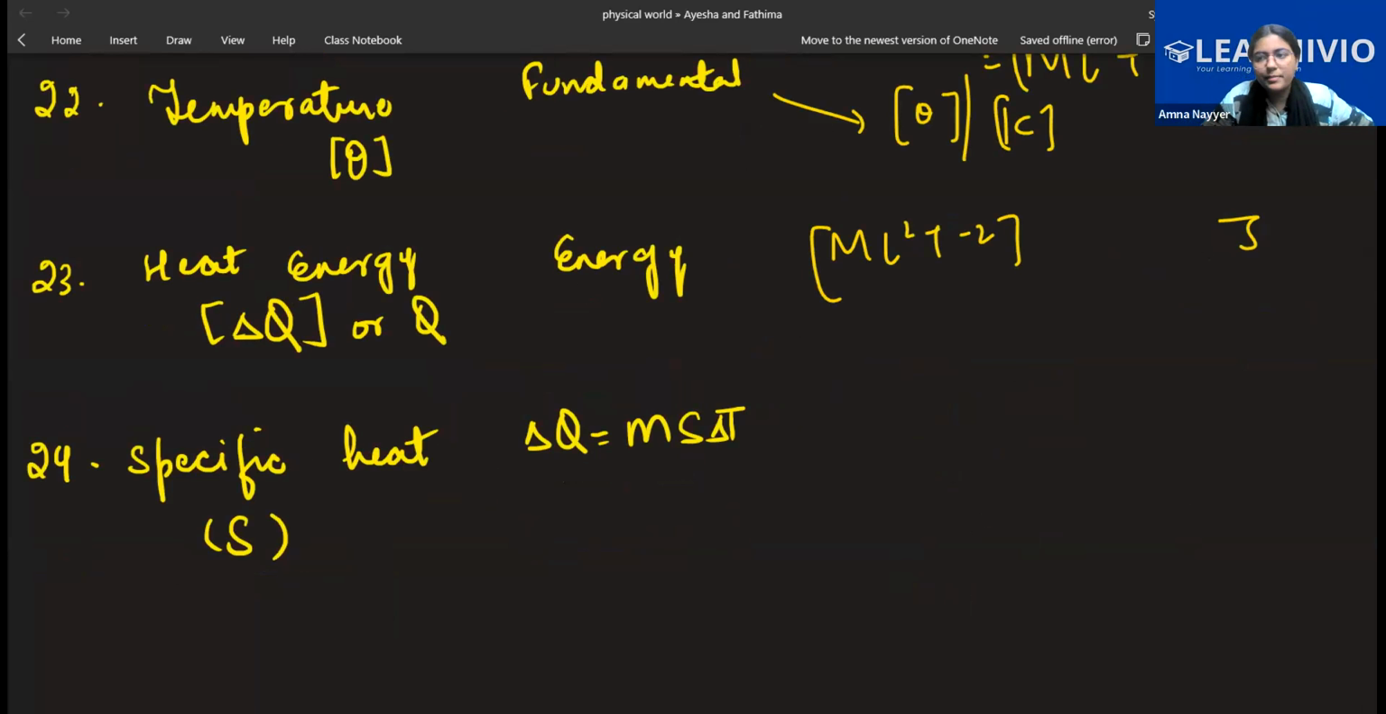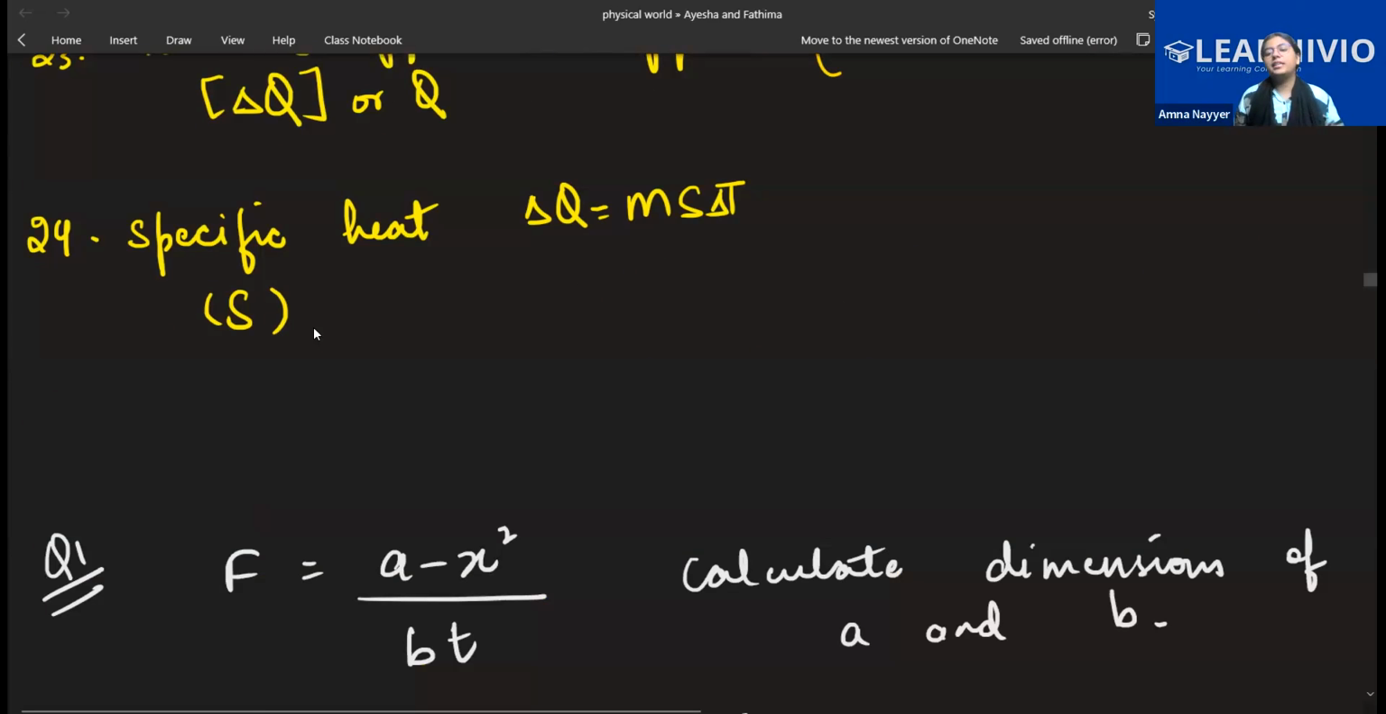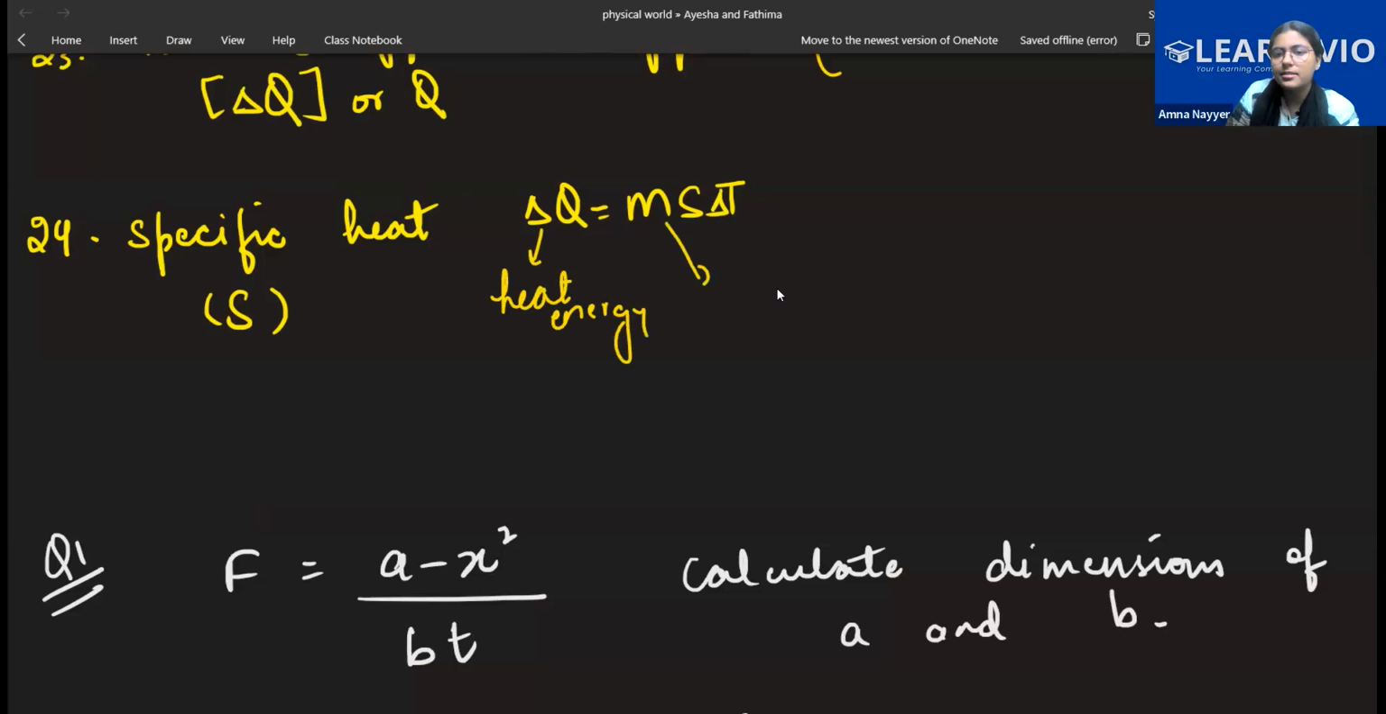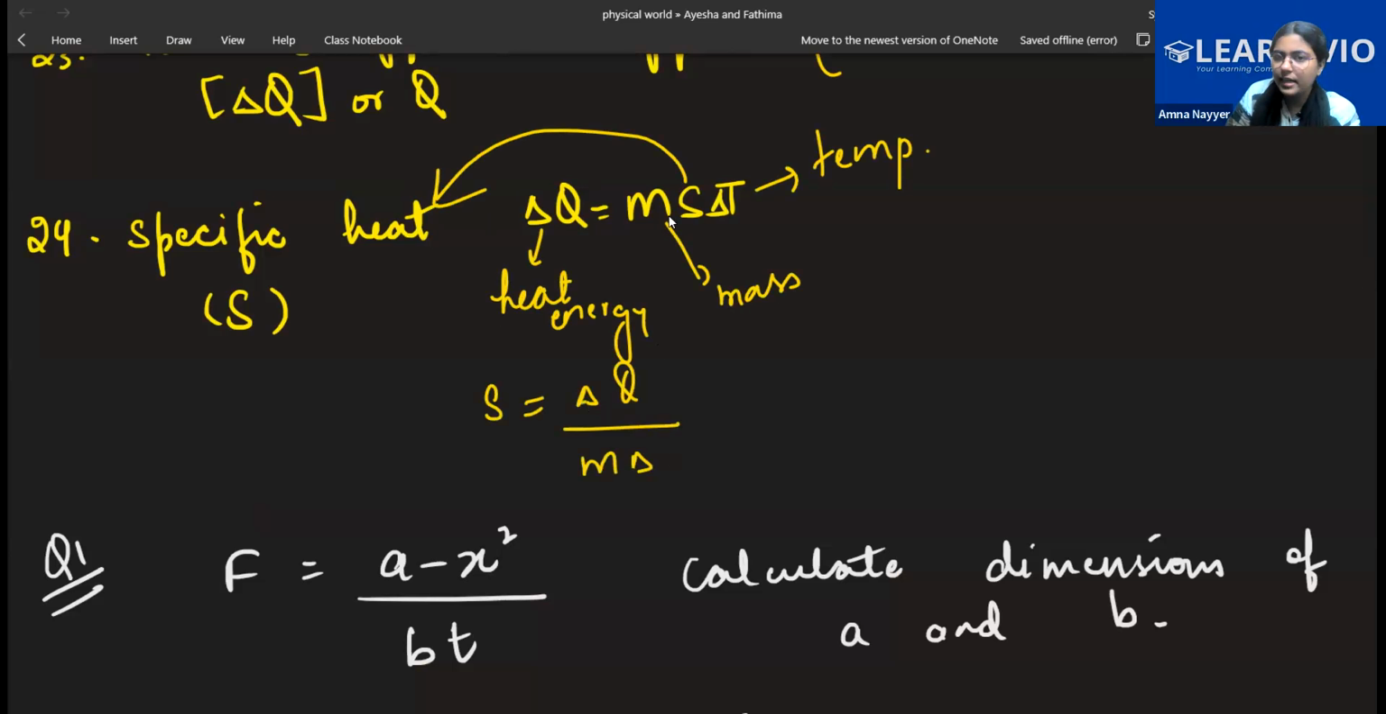Now coming to specific heat, this is something important. Specific heat is from your thermal physics. You will study this in detail. Delta Q is basically the heat energy, M is the mass, S is the specific heat, and delta T is the temperature change. So from here, what will S be equal to? It will be delta Q divided by M into delta T, right?